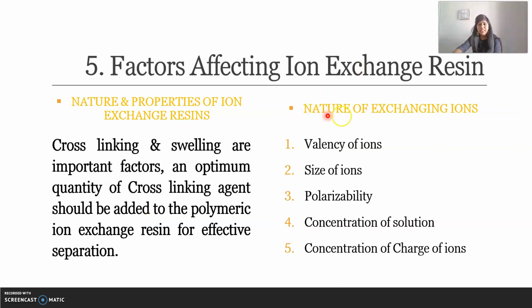And the second point is nature of the exchanging ions. Here in the case of exchanging ions, what are the most important points? Valency of ions, size of ions, polarizability of ions, and concentration of solutions with the concentration of charge of ions over here. This plays the most important role.